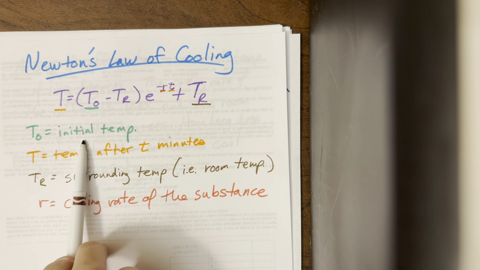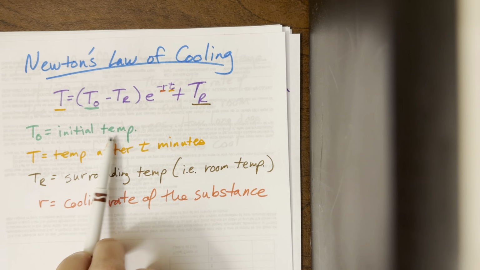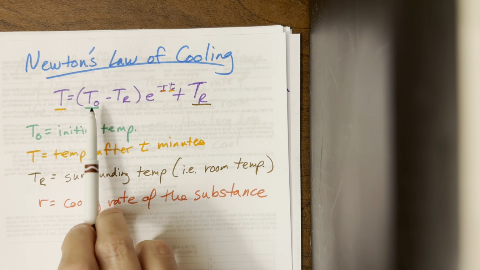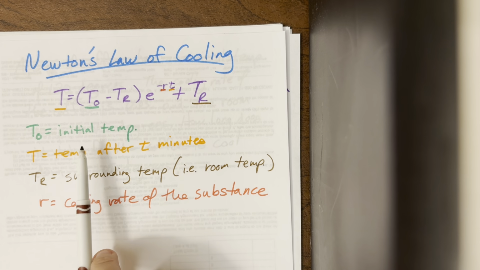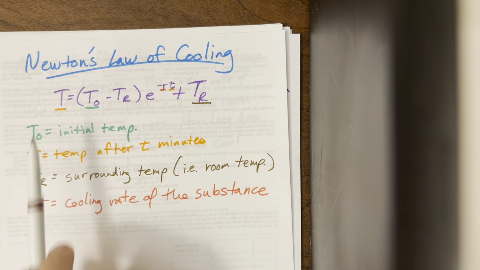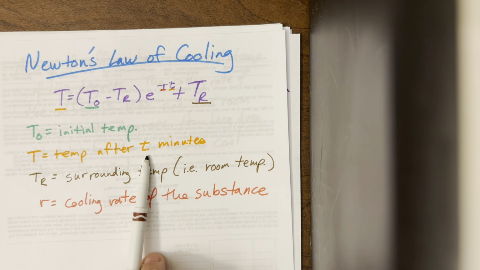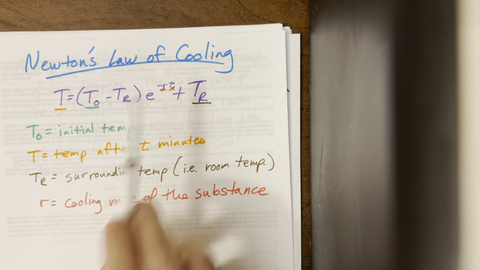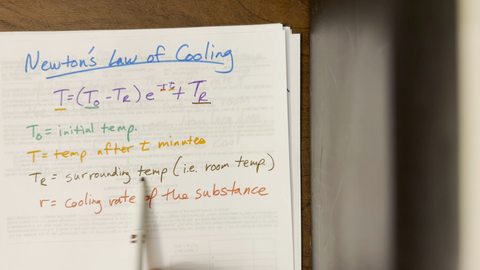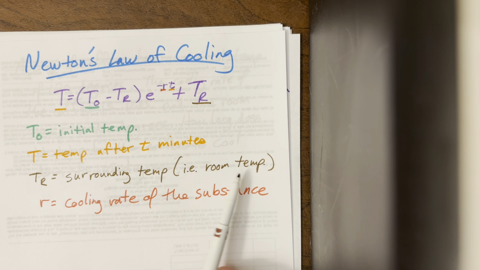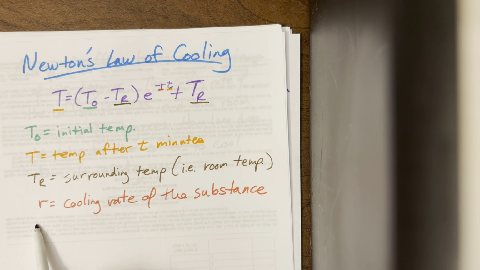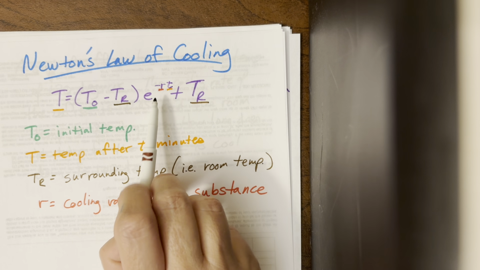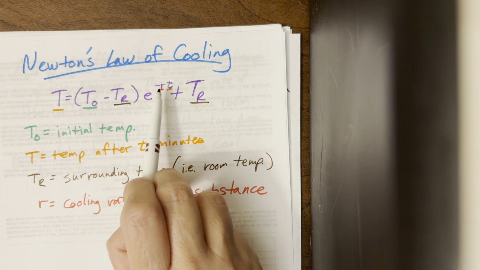T sub 0 is going to be the initial temperature. Remember that in any formula, when you've got a sub-zero like that, that just means it's your starting value, your initial value. In this case, we're talking about temperature, so it's initial temperature. T will be over here, and that's the temperature after t minutes. And notice the little lowercase t up there. T sub r is the surrounding temperature, i.e. the room temperature. So that appears twice over here. Let me underline that. And then r is the cooling rate of the substance. Notice in the equation, it's negative r.